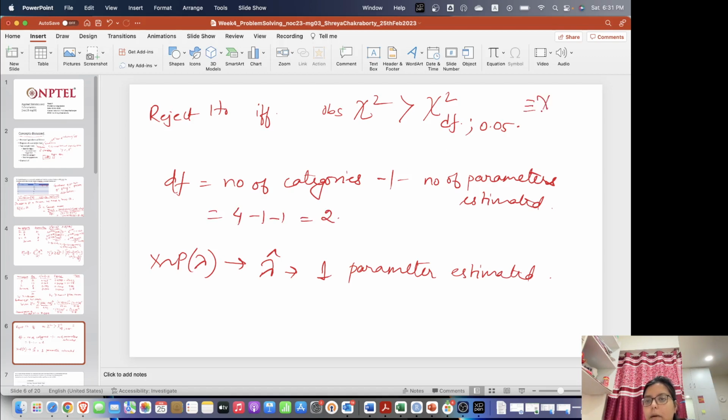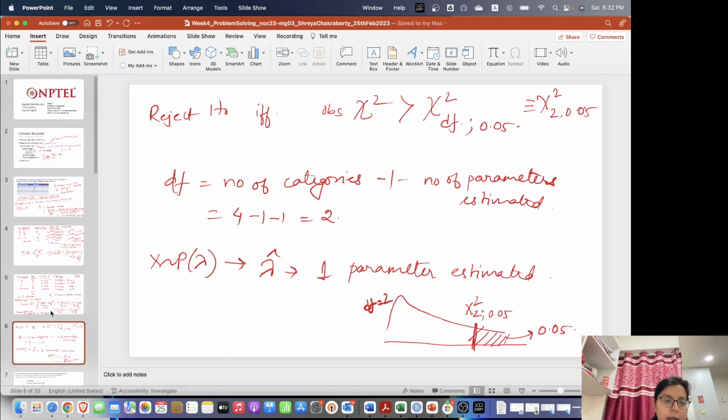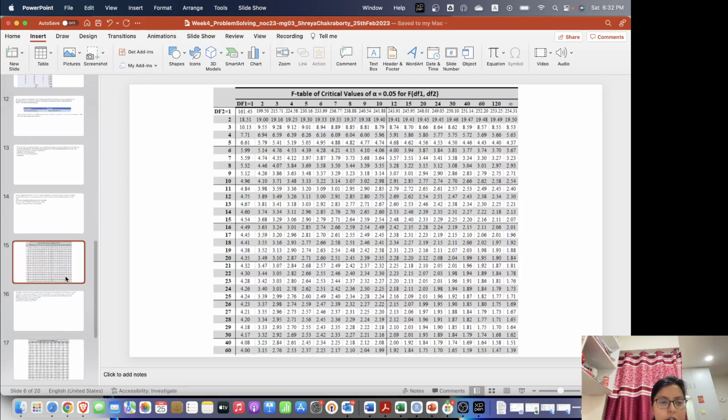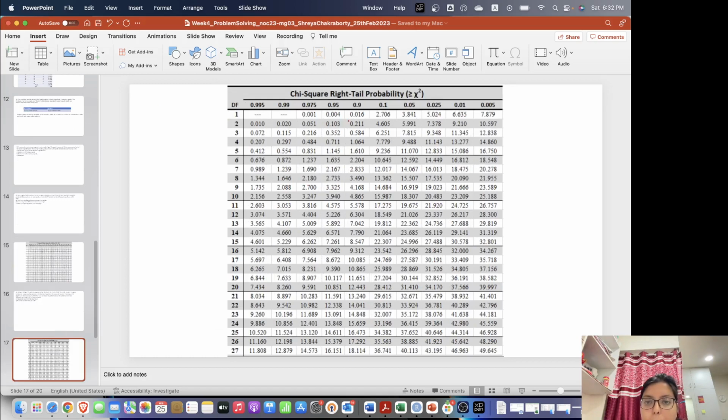So this will be nothing but chi-square 2, 0.05, that is the upper alpha 0.05 point. What it essentially means is that if this is my chi-square with df 2, then the area above this point will be 0.05. So from the table we find out, so let's say this is the chi-square table. I'll just copy it, one second.